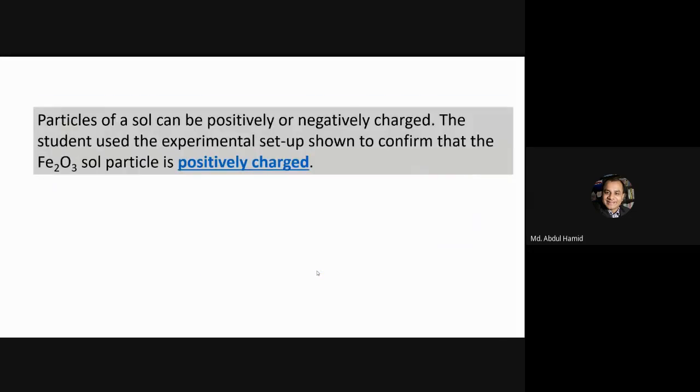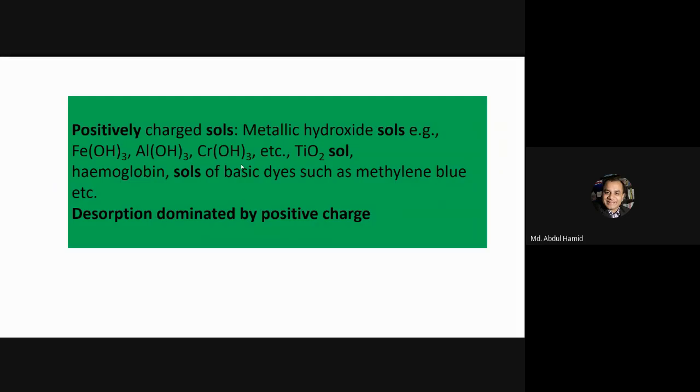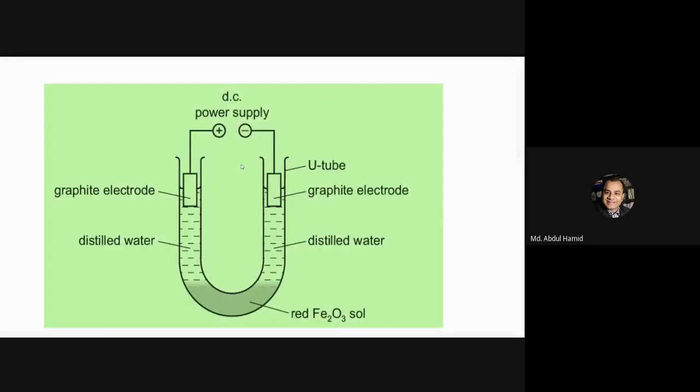Then, particles of sol can be positively or negatively charged. Students use this experiment set up shown to confirm that iron 3 oxide sol particles are positively charged. I want to say more about positively charged sols. Positively charged sols are metallic hydroxides: iron 3 hydroxide, aluminum hydroxide. There are also negatively charged sols as well, but a sol can be positively or negatively charged.